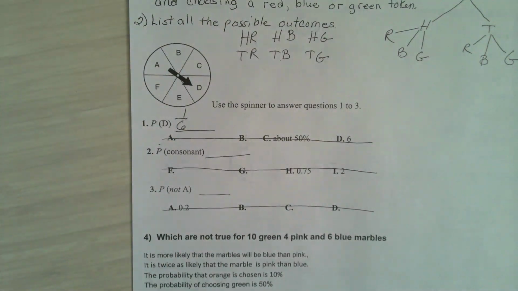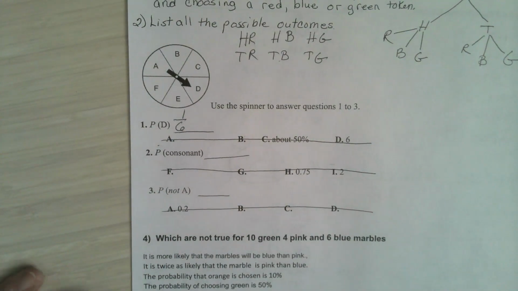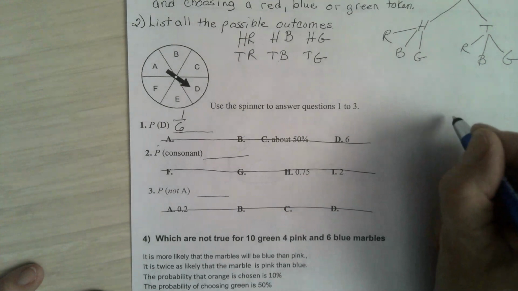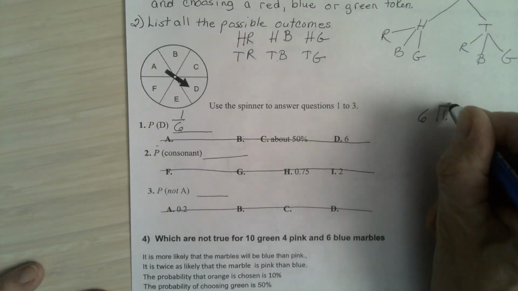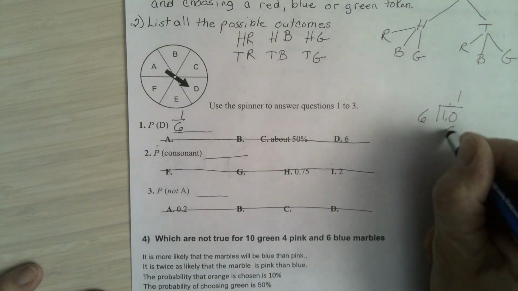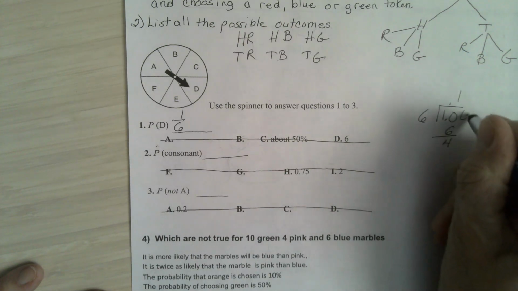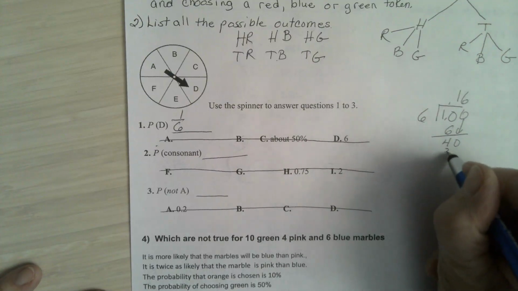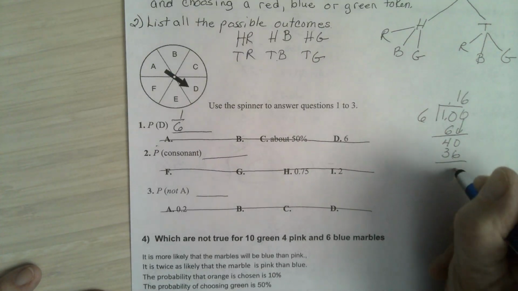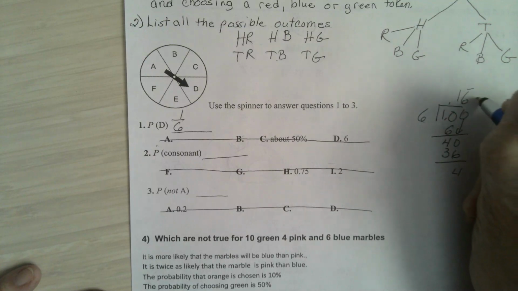Now, sometimes they won't give it to you as a fraction. They'll want you to use a decimal or a percent. 1 divided by 6 will give you the decimal. Let's see. Subtract, add a 0, 6, and it's going to repeat.